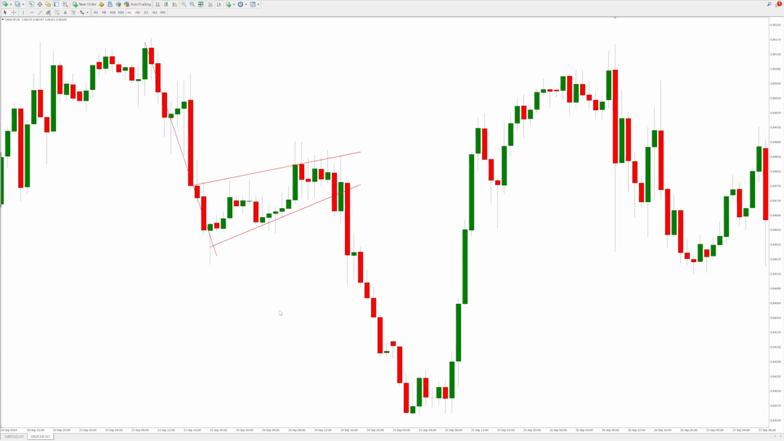This is a 1 hour chart in the dollar franc. You can find flag patterns on any chart time frame. I prefer the 1 hour chart, 4 hour chart, daily, weekly and monthly, simply because they contain more price action and thus patterns tend to be more reliable.